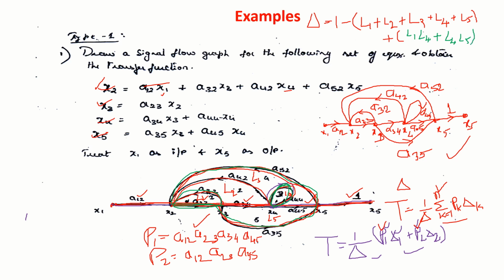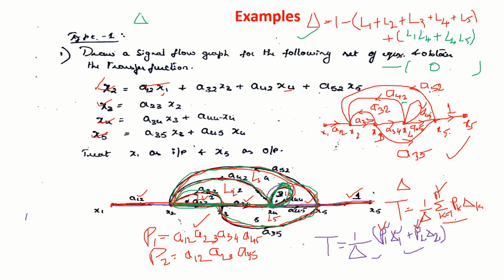So you just find out any other two non-touching loops. Suppose if I take this loop and this loop, these two are touching here. So I don't think any more two non-touching loops are there. Next we have three non-touching loops. If you search for three non-touching loops, I don't think you find any of them. So 0. Now substitute the loop gains here. You will get delta.